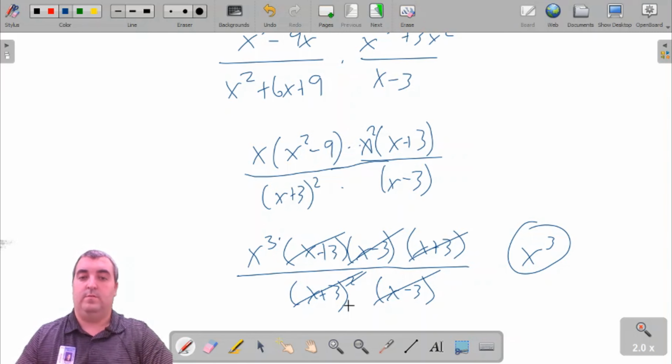Okay. So yeah, multiplying just like you would a fraction, straight across. Simplifying also just like a fraction, you cancel out common factors. All right. So thanks for watching and have a good day.